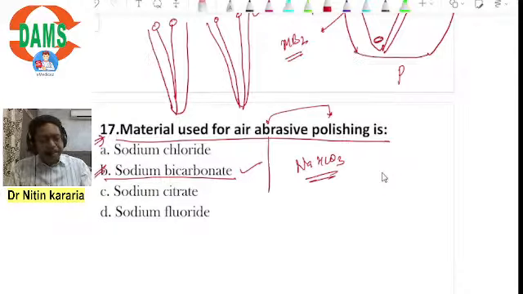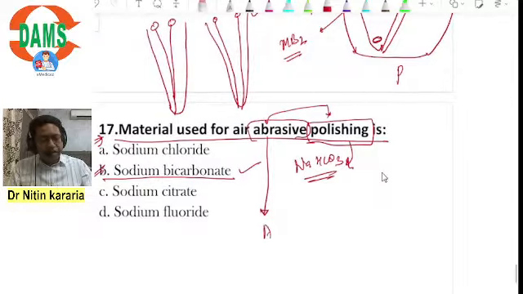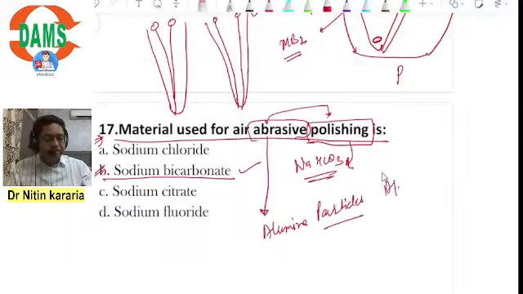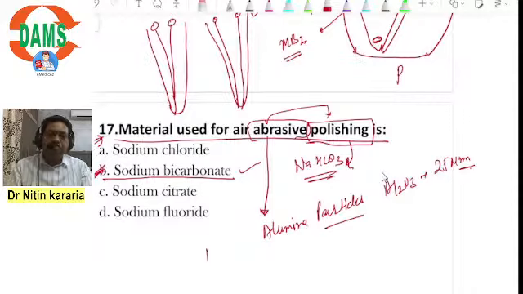If it is simply air abrasion, or kinetic cavity preparation or sonoabrasion, we use alumina particles. If the word polishing is there, sodium bicarbonate particles. Alumina particles are aluminium oxide particles, usually 25 microns. One is air abrasion, one is air polishing. For air polishing we use sodium bicarbonate particles, so the answer would be option B. Anyways, aluminium oxide was not there in the options.